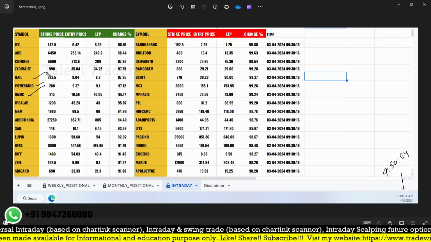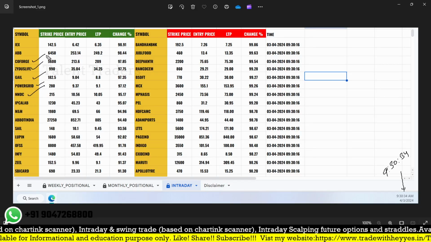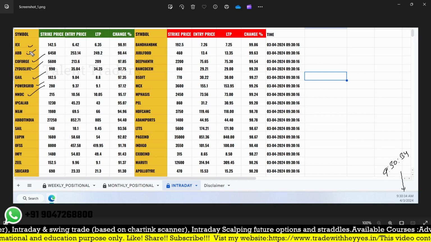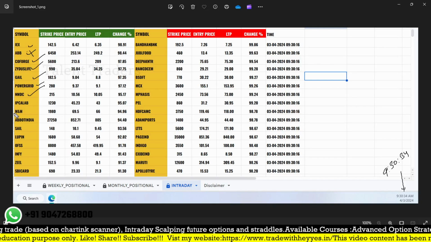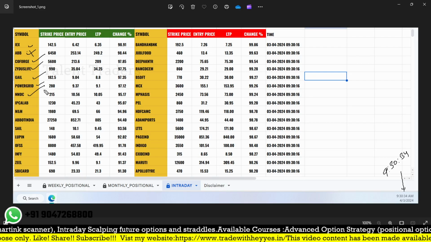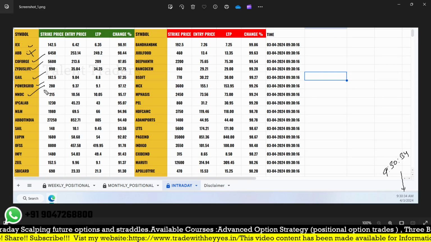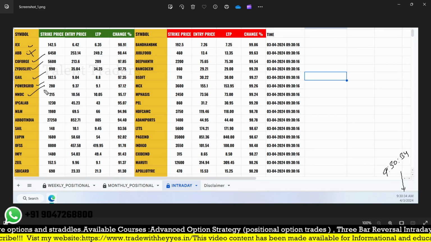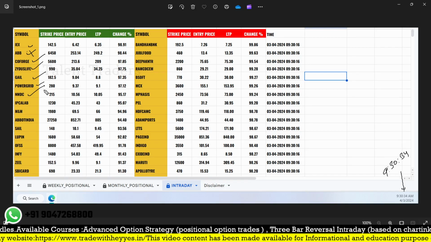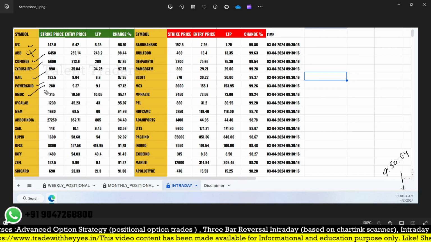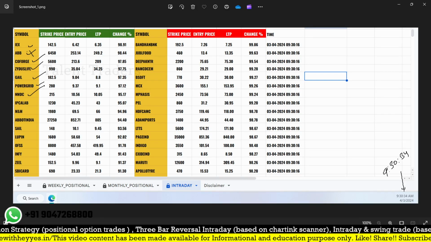NMDC, Power Grid, Gale, Zydus Life, GoForge, ABB. ABB may not be liquid, and you need to calculate whether it is liquid or not. So this is what the 9:30 stocks are. From this list, if any stock gives you the breakout, then we can go for it. You got it? I hope you understood that.